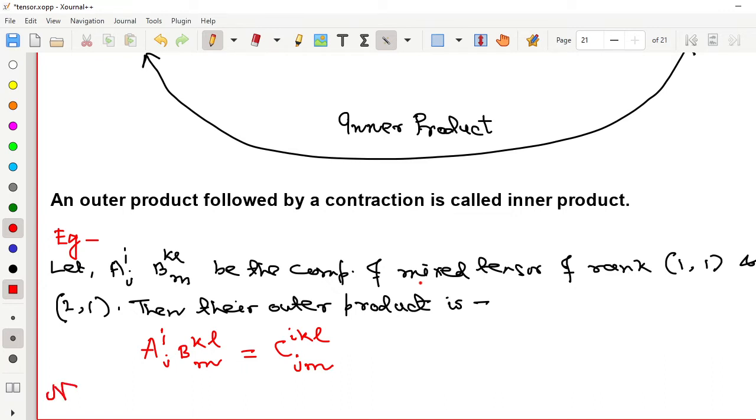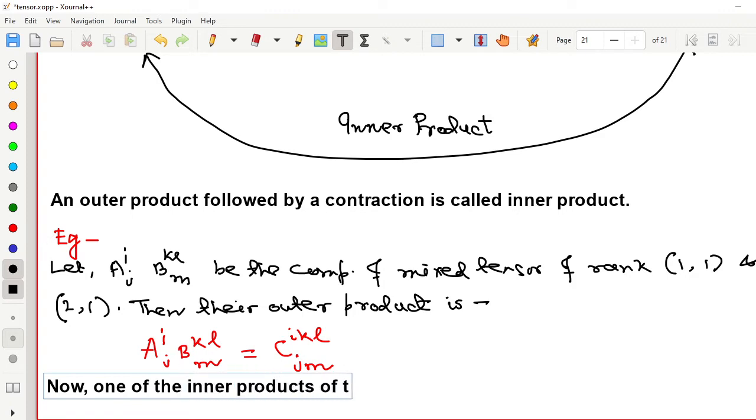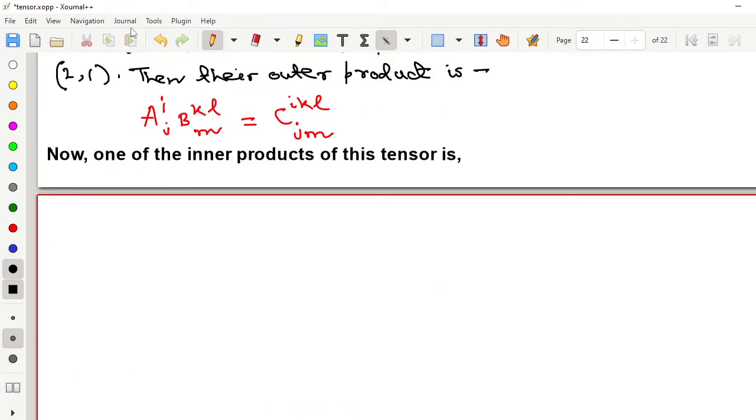Now, one of the inner products of this tensor is what happens? One of the inner products of this tensor is, suppose, let me write it here only.